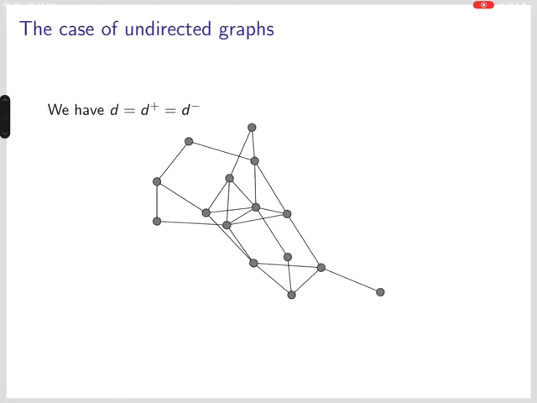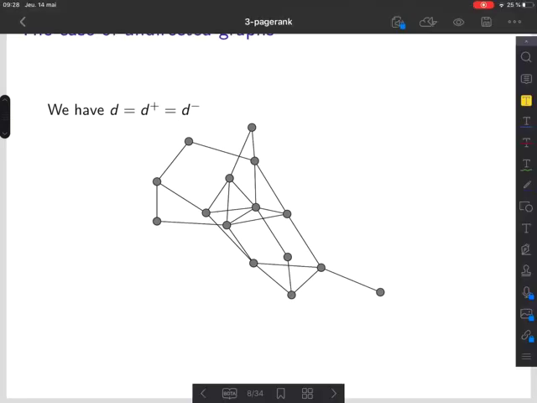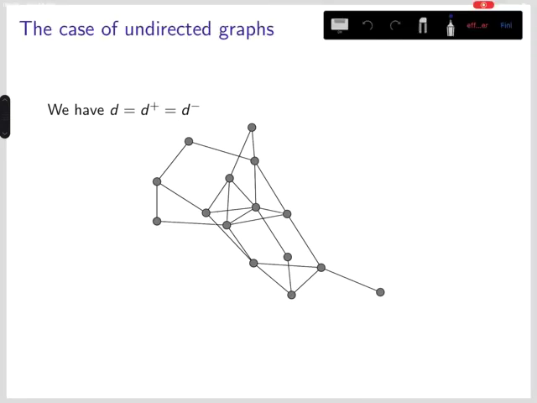Before that, we need to look at the case of undirected graphs. If the graph is undirected, the adjacency matrix A is symmetric, and so the degree vector is A1, but it's also equal to A transpose 1. In this case, it turns out that the stationary distribution is explicit, and it's very simple. It's just proportional to this degree vector.